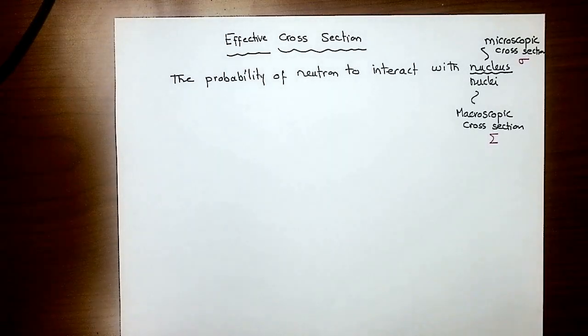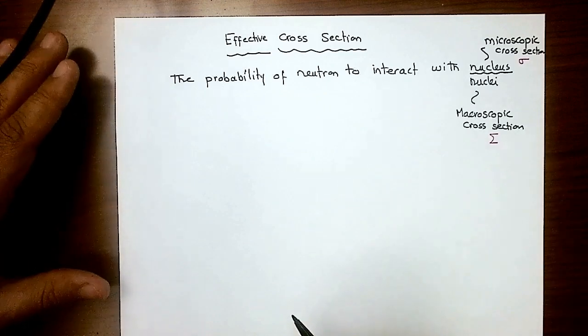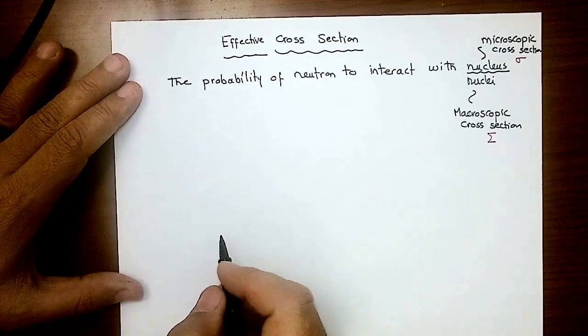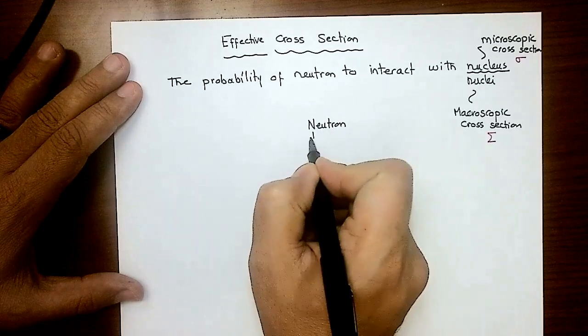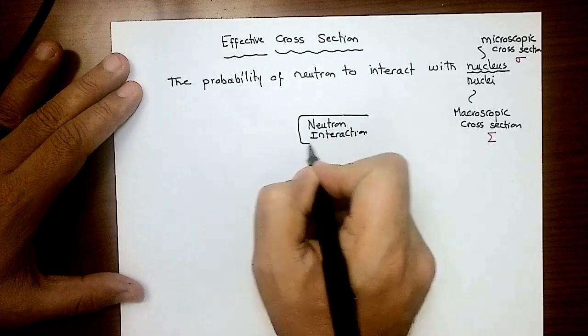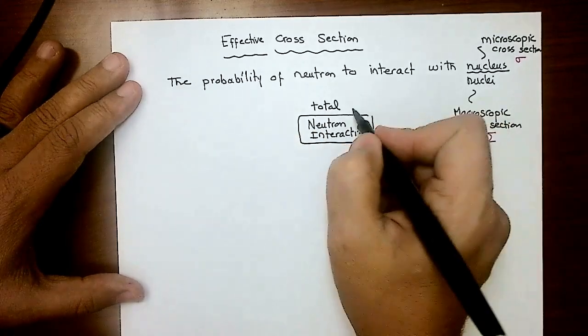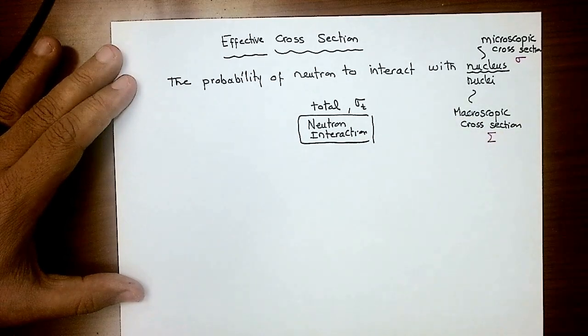So now let's focus on interaction with a single nucleus. What type of interaction would we have? Let's start with two major categories. The first major one is neutron interaction, and we're going to call that one the total interaction, with the symbol sigma subscript T. So the probability of total interaction between a neutron and a single nucleus.